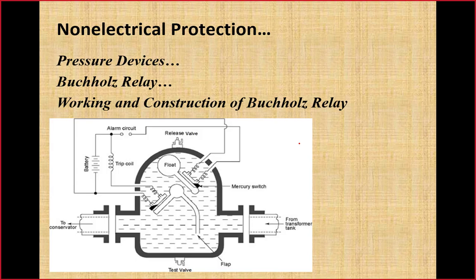Now here inside this buccal relay we have two floats. This is float number 1 and this is float number 2. These are mounted on a pivot. One pivot point over here, other pivot point over here. So these floats will move upward and downward across this pivot point. And here on the shaft of these floats, a switch is connected.